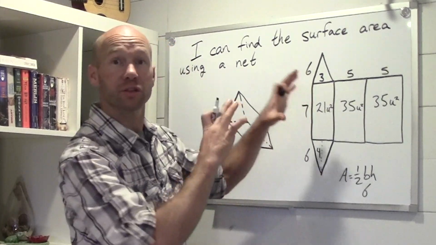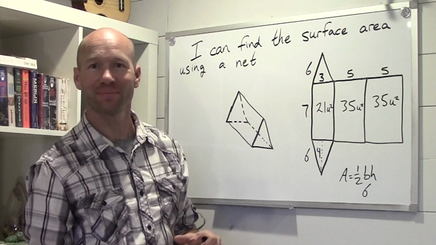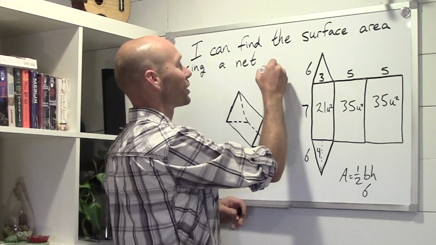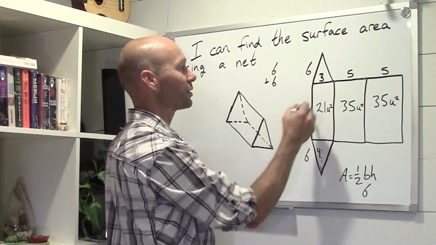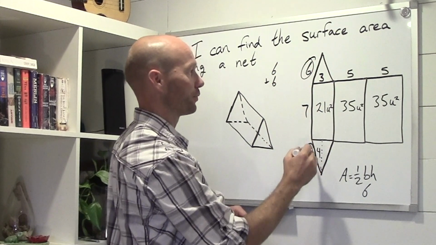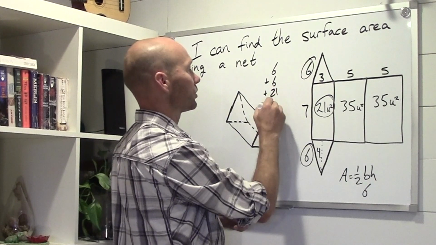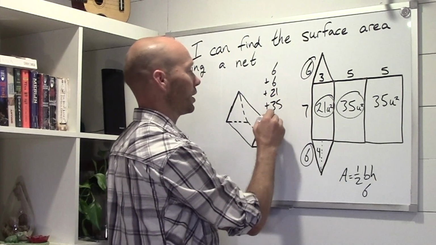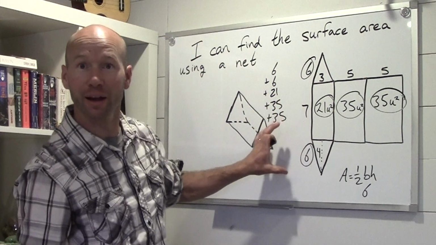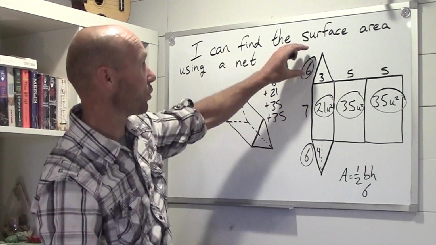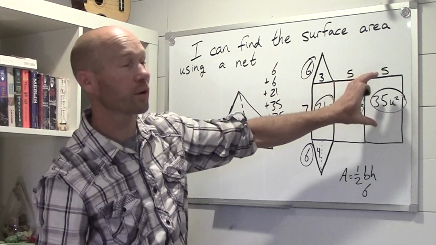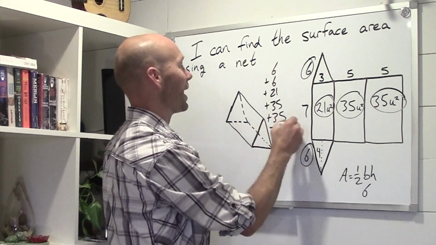How do we find the surface area of the entire thing? Now we're just going to add it up. So we're going to say 6 plus 6. I'm just going to circle them as I get them. Plus 21 plus 35 and plus 35. Is that every area that we have here? Yeah, that covers it all. 1, 2, 3, 4, 5 faces. So we can just add all that together.